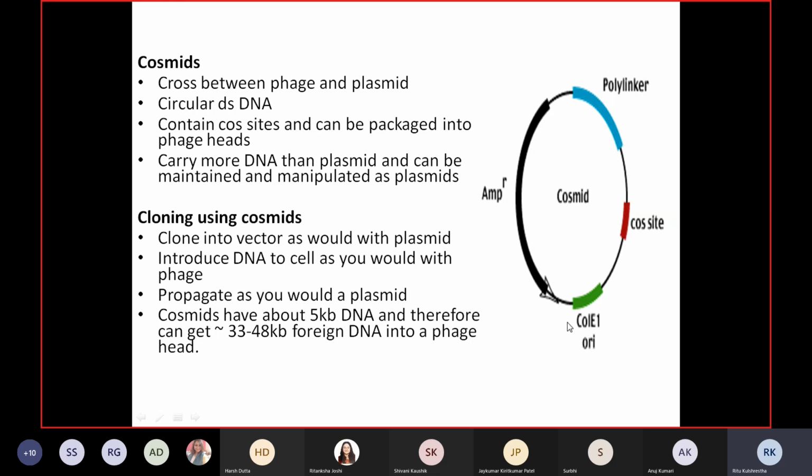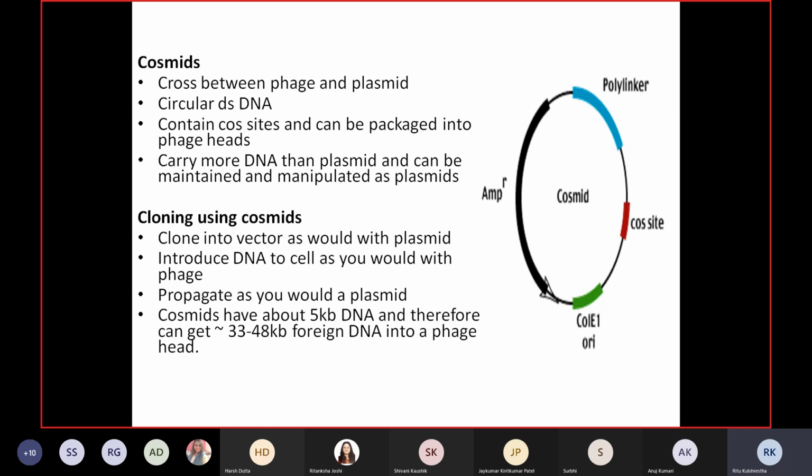One will obviously be the origin of replication, because without this, the DNA cannot replicate. One will be a selection gene, which, for example, in this case is ampicillin. And of course, there should be a multiple cloning site. These are the basic plasmid backbone elements present in the cosmid. One extra thing present in these vectors is the cos site. If you remember, cos sites were responsible for entry of the phage DNA into the phage head. Without the cos site, the DNA cannot enter the phage head.